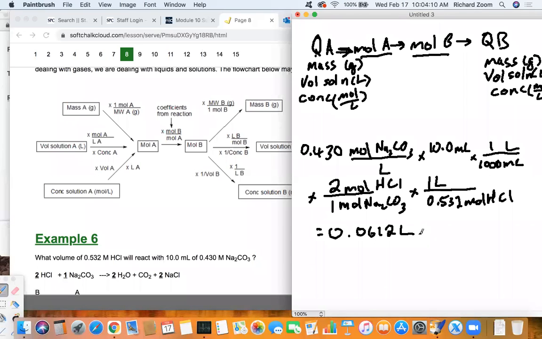Yes, because when we're looking at the flow chart here, that's our next step. We found moles of Na2CO3 up to where the arrow is, okay? Our next step is to find moles of HCl. The moles of Na2CO3 then need to cancel, so those go on the bottom. And the moles of HCl, because that's what we're looking for at this next step, is what goes on top.